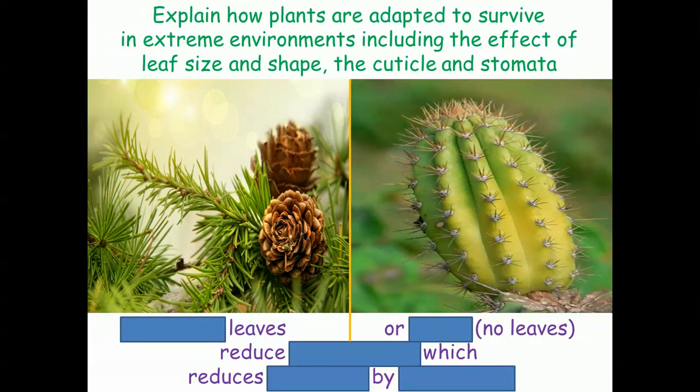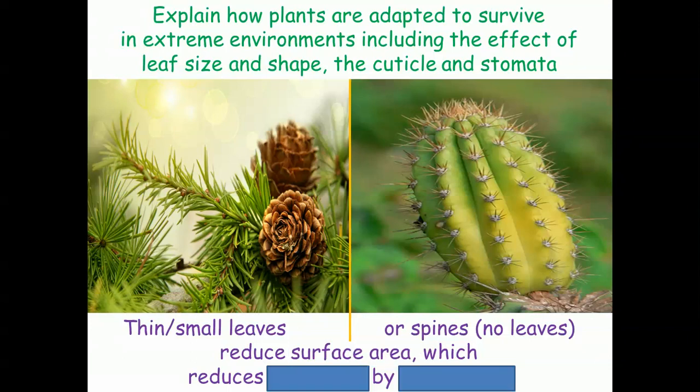Other adaptations include the leaf size and shape. So here you could have thinner or smaller leaves, or some plants have no leaves, instead they have spines. And in all of those examples, that reduces the surface area. So having thinner or smaller leaves or spines means that the surface area is reduced, and that reduces water loss by evaporation. So again, these are conditions where plants are adapted to survive in environments where there's not a lot of water.